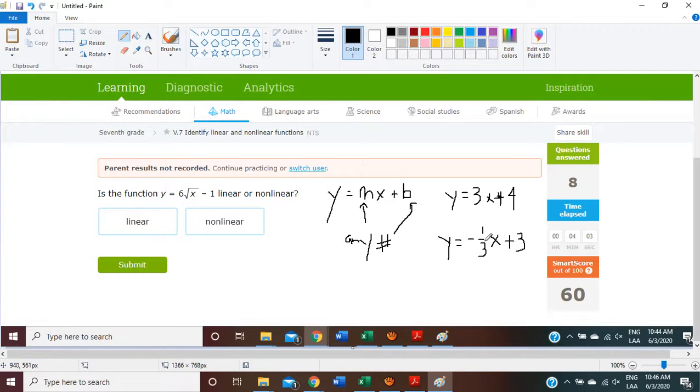If we try to graph this function, we're going to find that because this is negative, it is going to have a negative slope, and it is going to be something like this. Okay, it's supposed to be a straight line.